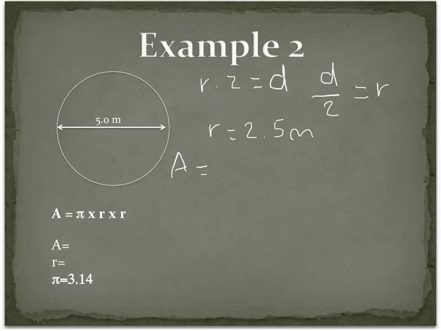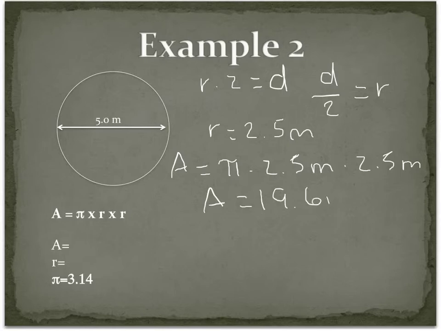So area is equal to pi times 2.5 meters times 2.5 meters, which gives us an area equal to 19.6 meters squared. And again, I just want you to notice we put 1 decimal place because our diameter was to 1 decimal place, as well as meters squared.